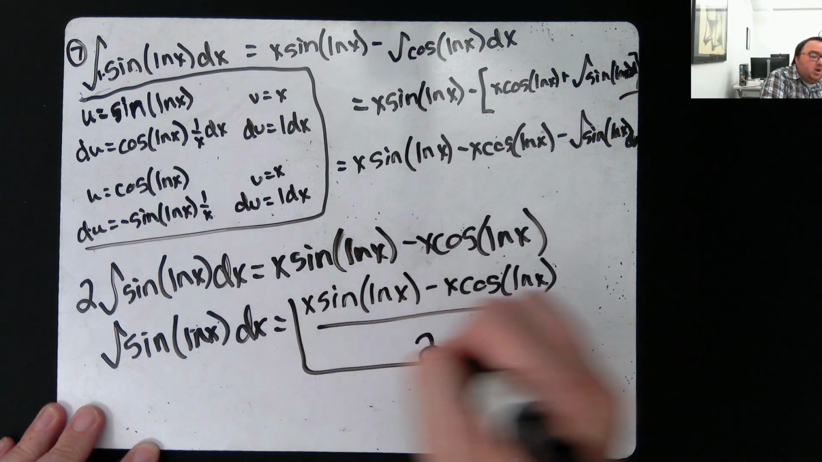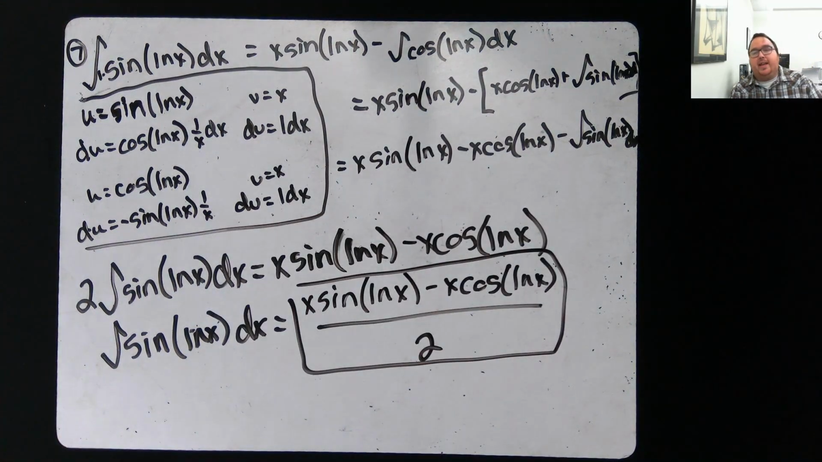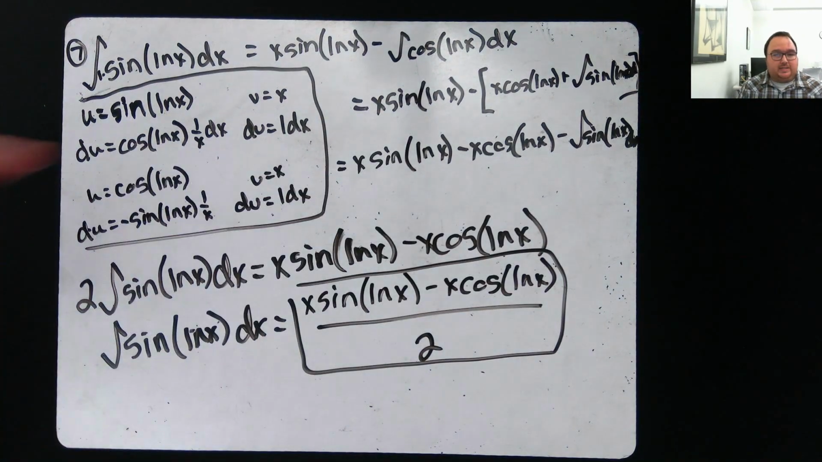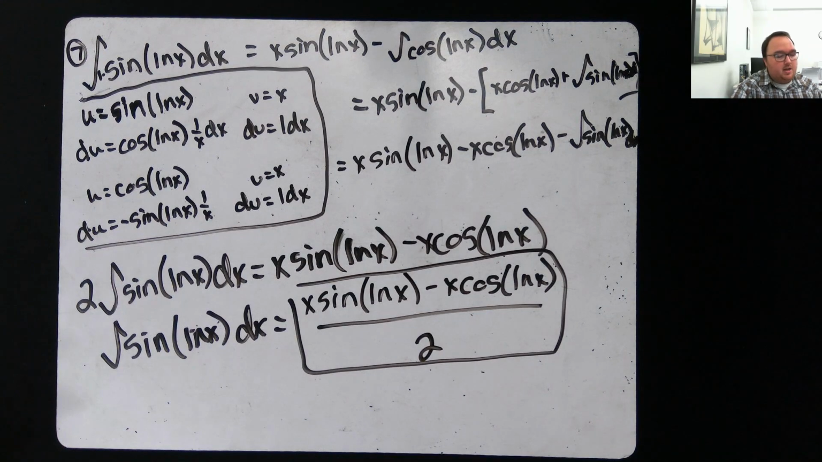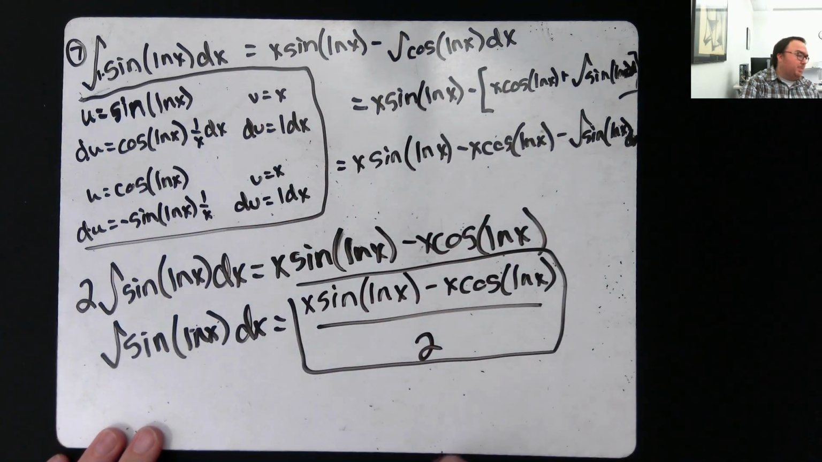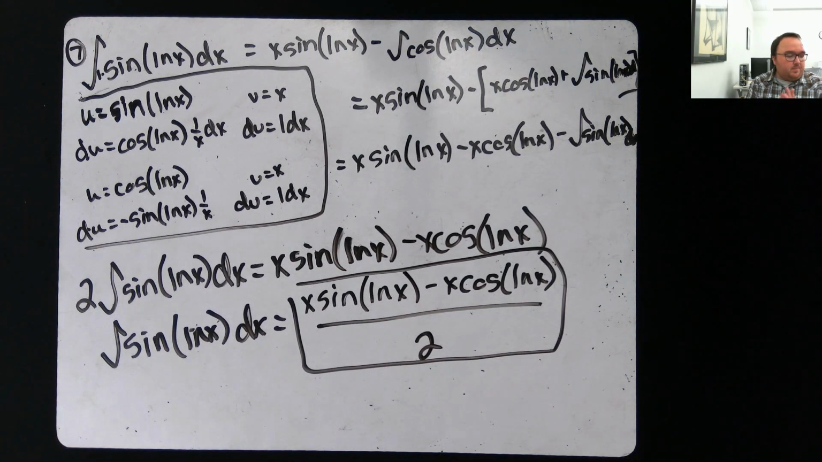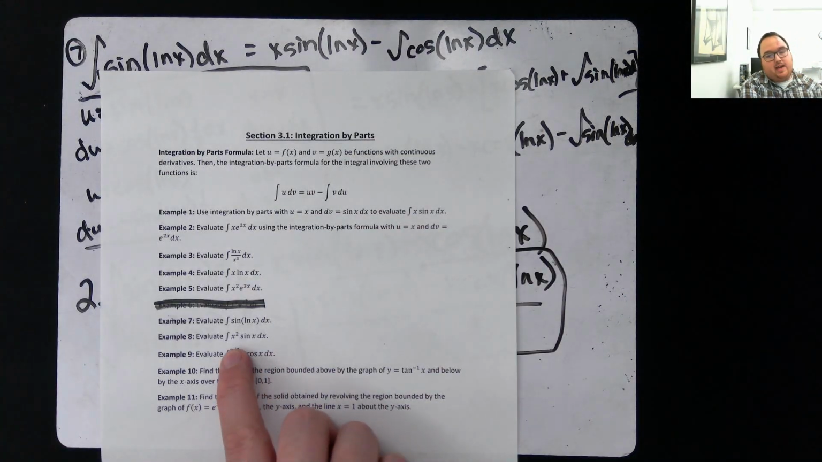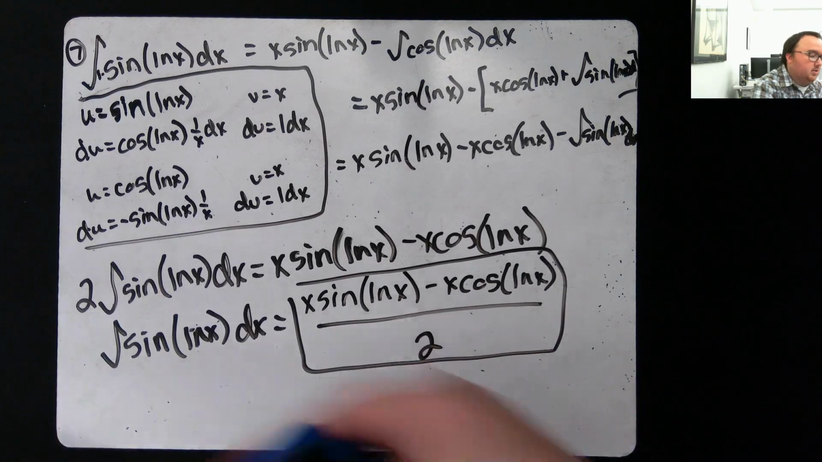over 2. So if it's looking like you are going to get stuck in some kind of loop, you can do this instead. Treat it like an equation. Bring this over there and divide it by 2. Let's do another example. Example number 8. Integral of x squared sine of x dx.